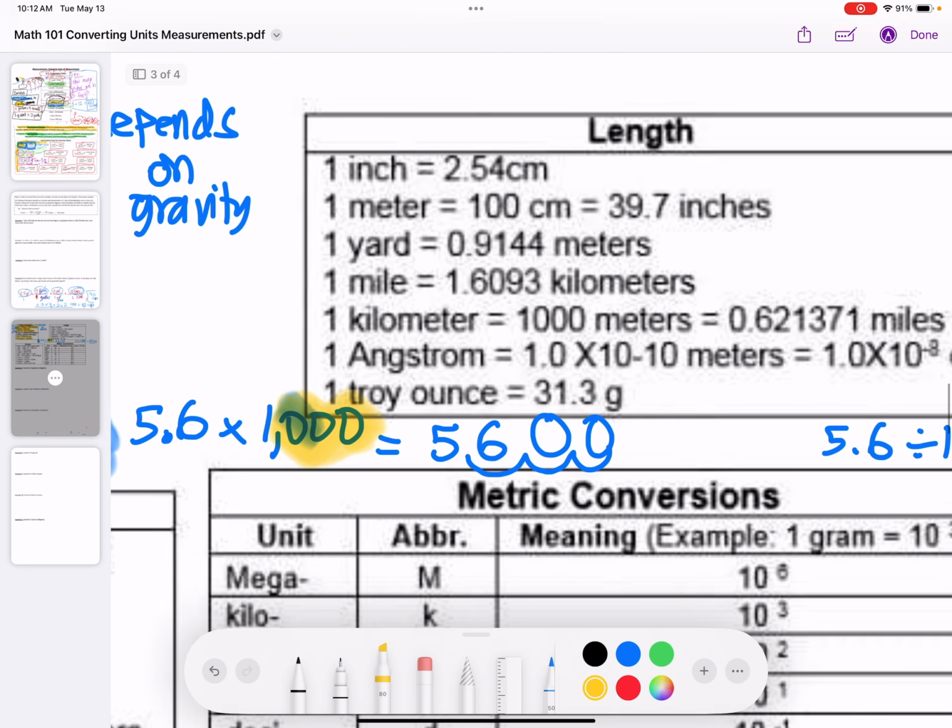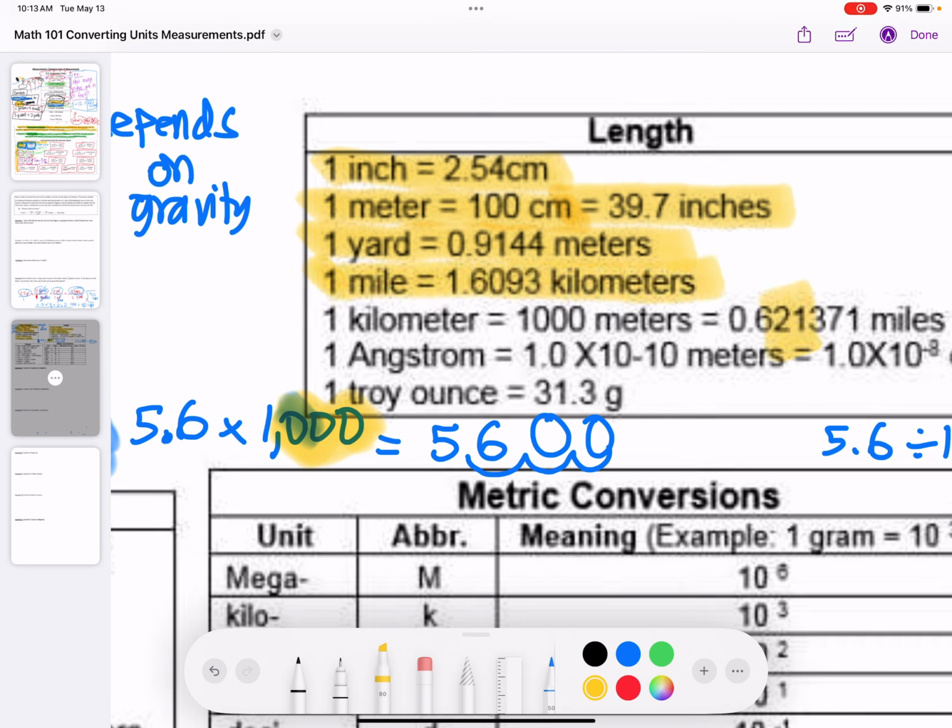Length, we got 1 inch. So now we're converting between US units and metric units. 1 inch is 2.54 centimeters. 1 meter, which, meter to centimeter is still in metric units, is 100 centimeters. That's equal to 39.7 inches or so. 1 yard is 0.9144 meters. 1 mile is 1 etc.